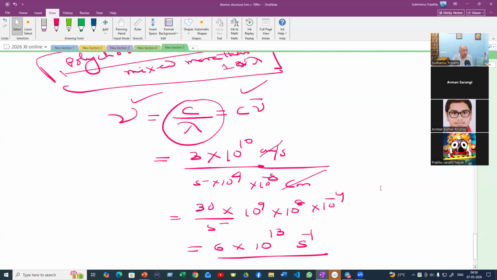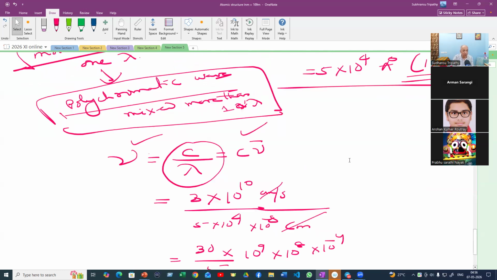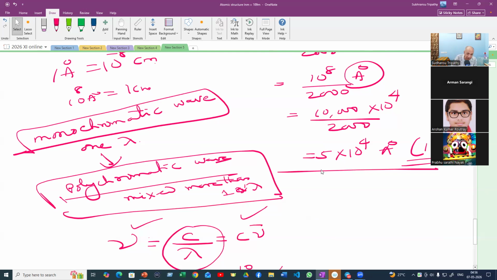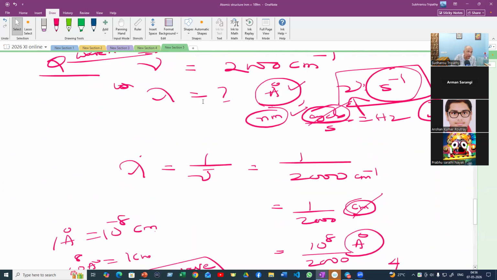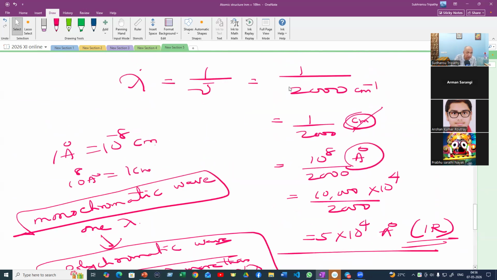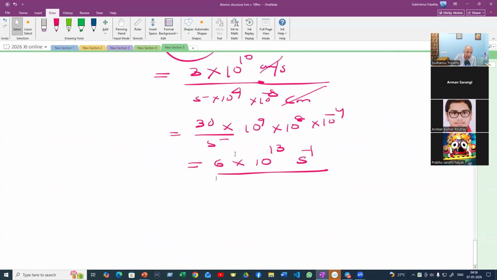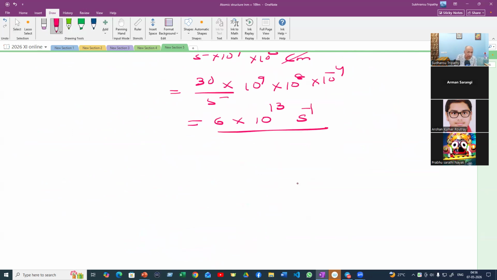So the same monochromatic wave has a wavelength of 5 times 10 to the power 4 angstrom, belonging to the IR region. The same wave has the wave number 2000 centimeter inverse, and the same wave has the frequency 6 times 10 to the power 13 second inverse. With this, we shall enter into Planck's quantum theory. This is quantum theory, not quantum mechanics.